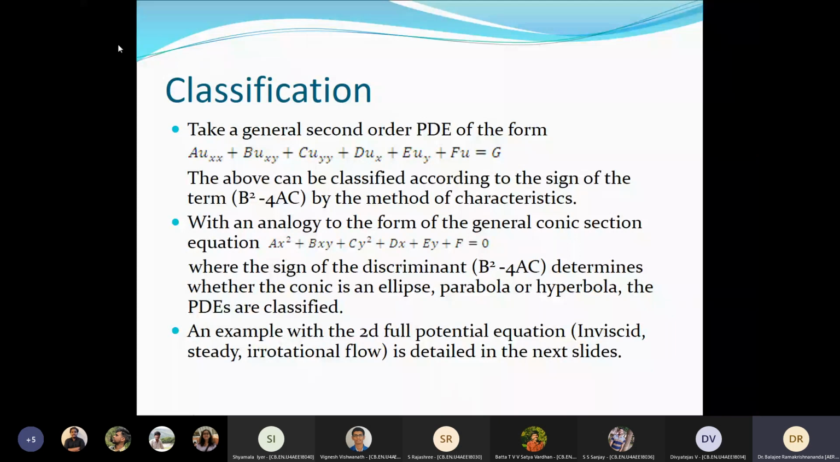So I'm just displaying the slides of last class. You can go through them for revision.